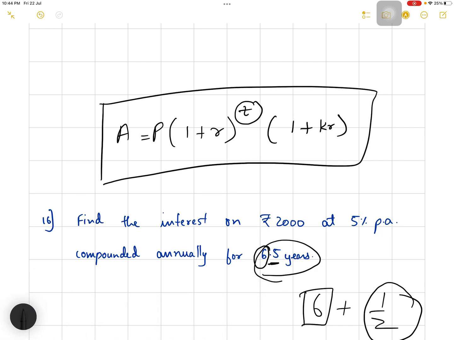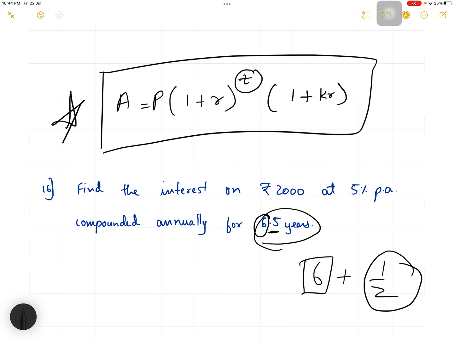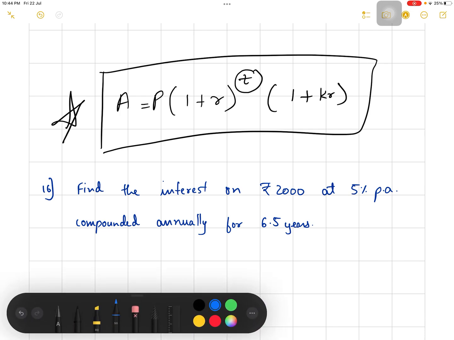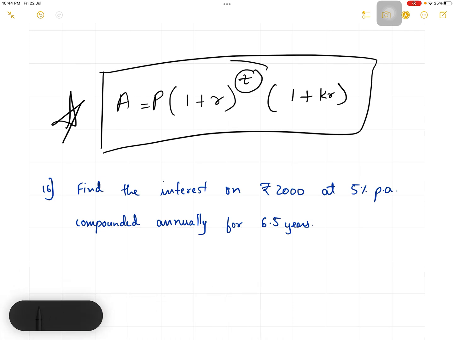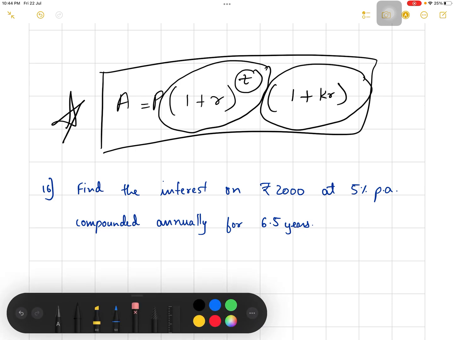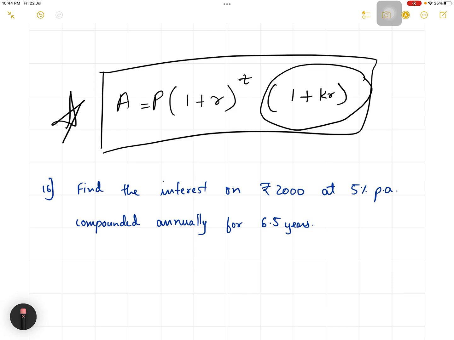So this formula is also very important. You can expect this question also in the exam. Where that 0.5 years, there is 6.5 years, right? In this bracket you are calculating 6 years, and this bracket is calculating the remaining 0.5 years. So just remember this formula, which I have put in the box.